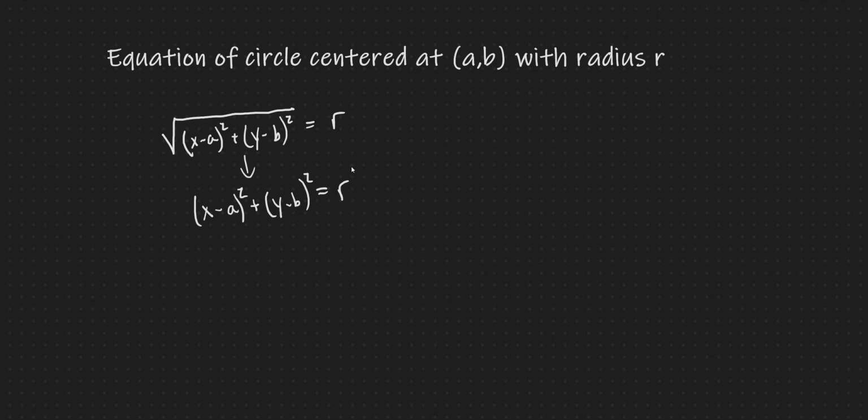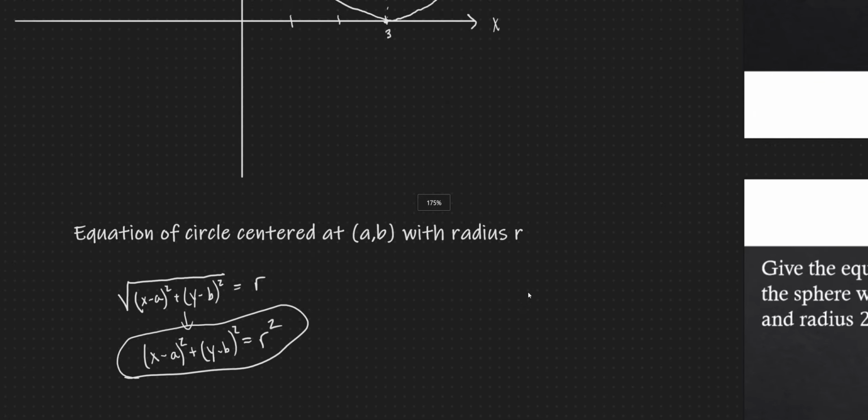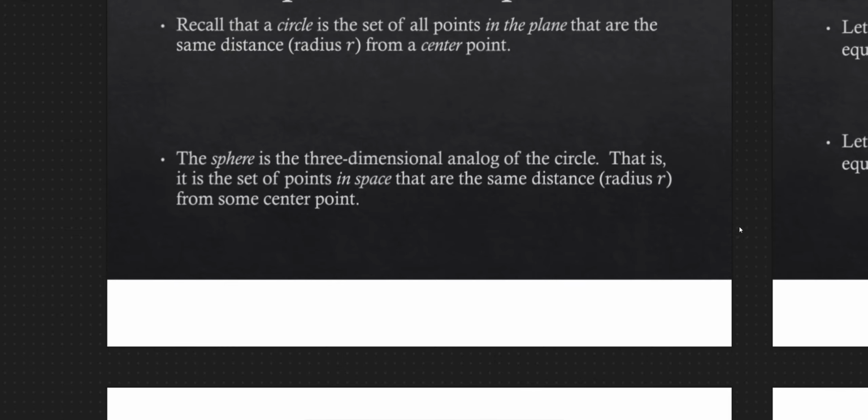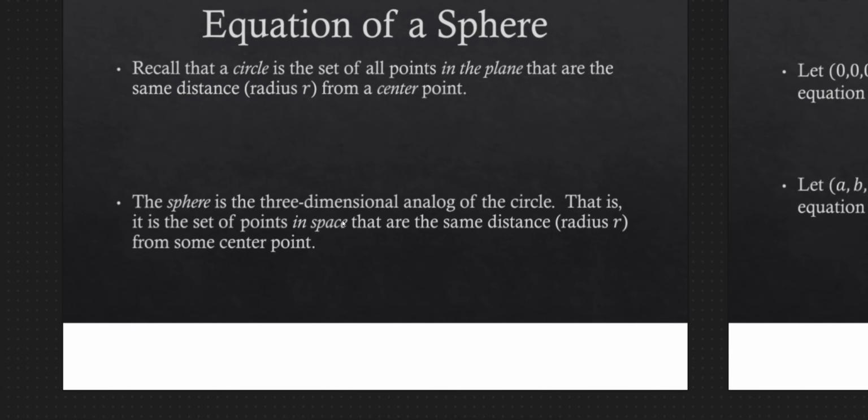Don't have the square root hanging out, and there's our general equation of a circle in R2. The reason why we went back to 2 dimensions, the reason why we're rediscovering this equation of the circle, is so that we can generalize it. Now that we have a distance in 3 dimensions, we can take that and come up with the equation of a sphere, because a sphere is the 3-dimensional analog of a circle. It's the set of points in space that are the same distance from some center point.